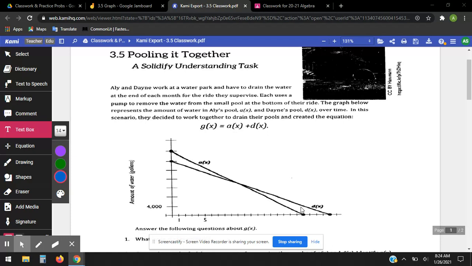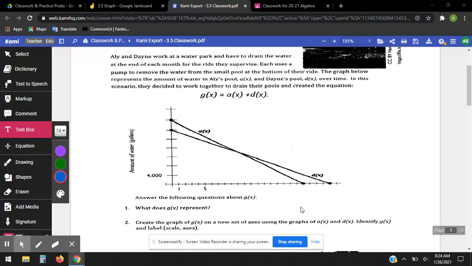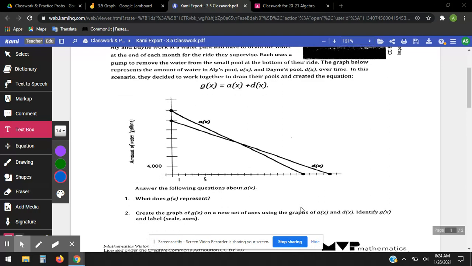Allie and Dane work at a water park and have to drain the water at the end of each month for the ride they supervise. So this is the same. Each uses a pump to remove the water from a small pool at the bottom of their ride. The graph below represents the amount of water in Allie's pool, A of x, and Dane's pool, D of x, over time. In this scenario, they decided to work together to drain their pools and created the equation G of x equals A of x plus D of x. So let's answer the following questions about G of x.